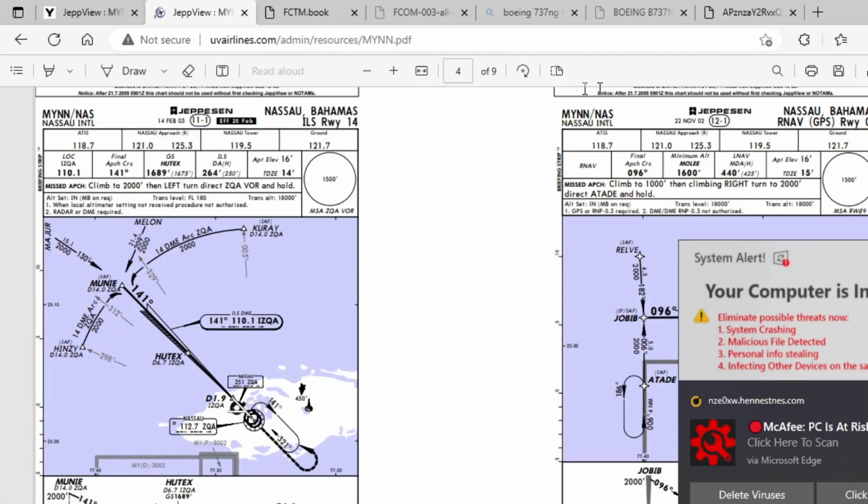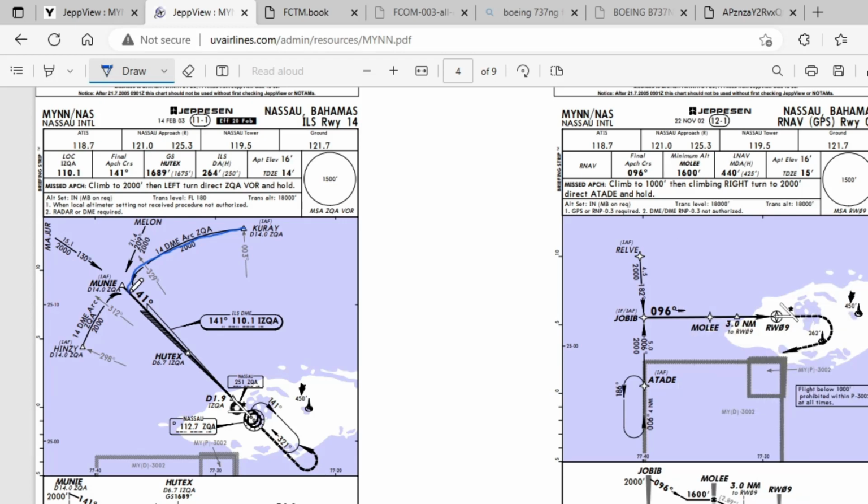So let me get my pencil out. So we are going to be flying the Kure, and then the 14 DME arc at 2000, and then we get to Muni at 2000. We should be at 2,000 feet by Muni, and then go heading 141, which is runway heading.